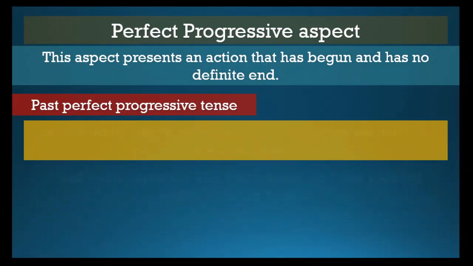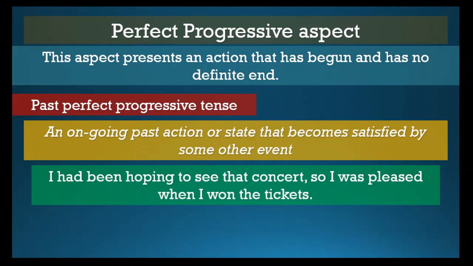The last meaning or use of the past perfect progressive tense aspect is that it allows speakers to tell an ongoing past action or state that becomes satisfied by some other event. An example would be I had been hoping to see that concert, so I was pleased when I won the tickets. The hoping of seeing the concert is the prior past, which goes on while the act of being pleased is the past action that served as background to the main event or action.